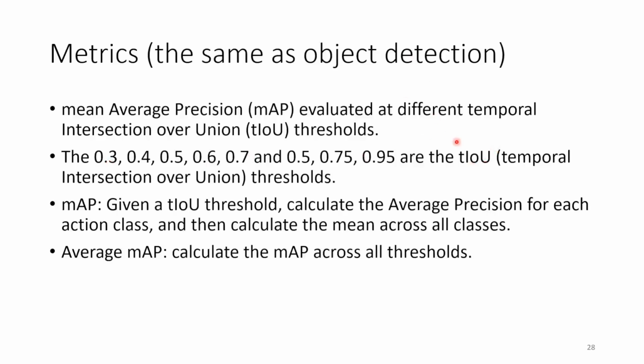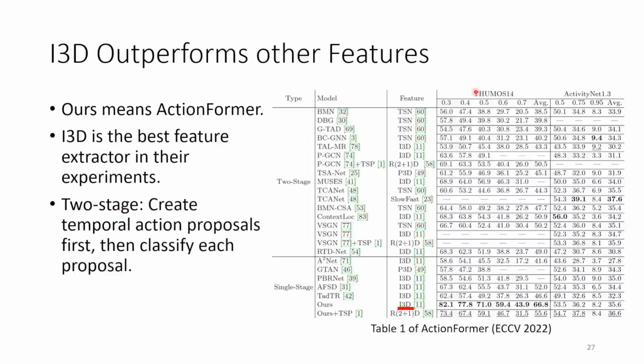For object detection, you will have the IOU, intersection over union. But this is temporal action detection, so that is the TIOU, temporal IOU. Given a threshold for the TIOU, you will calculate the mean average precision. I will explain how to calculate the mean average precision later.